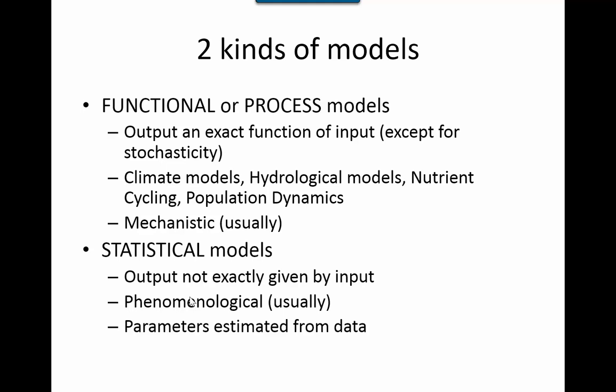Those are quite distinct from statistical models. In a statistical model, we recognize that the output is not exactly given by the input. They're often a little more phenomenological. In other words, we're trying to approximate the relationship between different kinds of variables, but we're not going to worry too much about whether the way we do that is directly related to the underlying mechanisms. The advantage that those two things give us is that we can then estimate the parameters of our model from observed data. Statistical models are pretty much what we're talking about everywhere in this course.